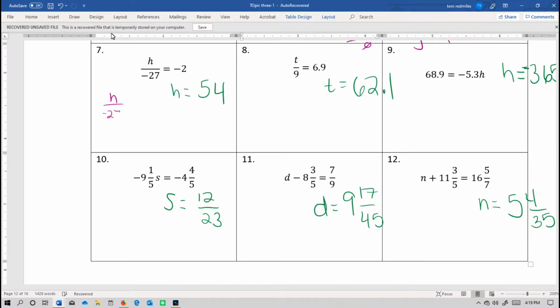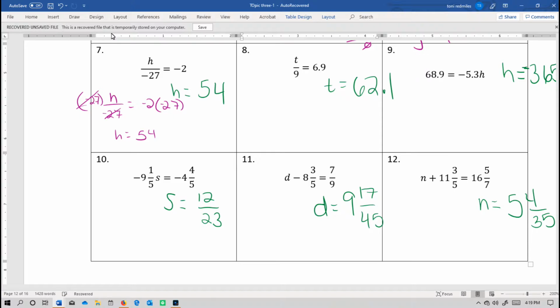So the negative 27 is dividing the h. The opposite operation will be to multiply, and we want to multiply by negative 27. When we do multiplication and division, we don't change the sign. That's only with adding and subtracting. Because remember, you're trying to obtain a 1 or a 0. Okay, so these cancel out. That way you can get rid of it because you know your identity rules of mathematics. 2 negatives make a positive. And the answer is 54.